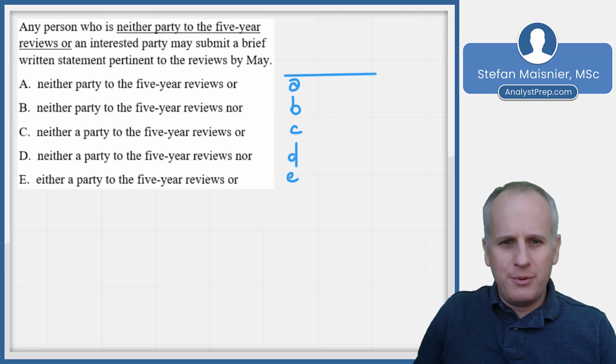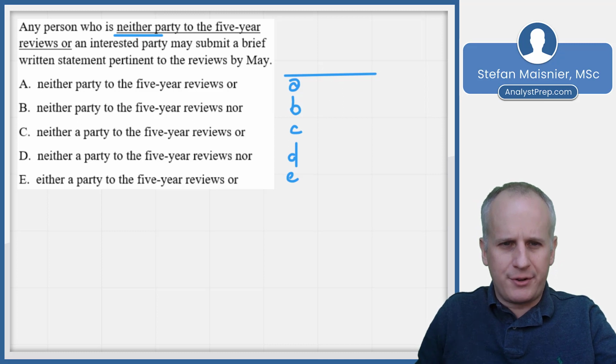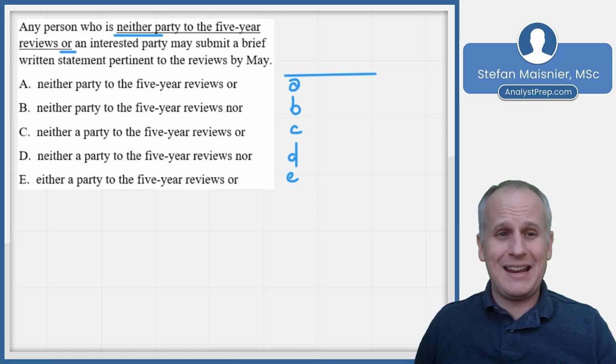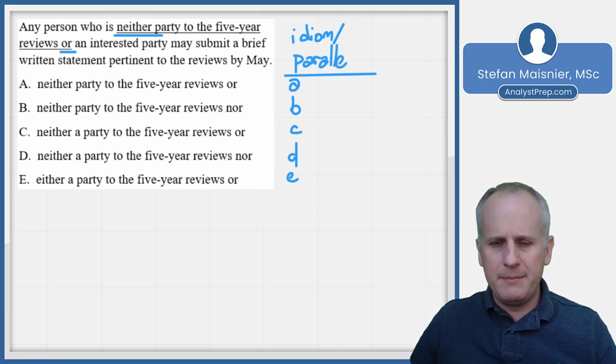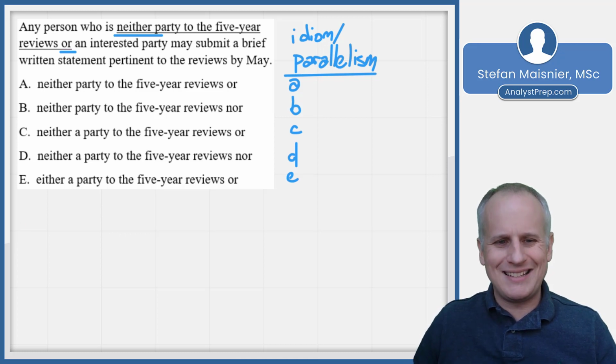So we do have a relatively clear idiomatic two-part structure of "neither" and "or." And if you're going to look at any two-part structure, not only will we need to consider any idiomatic issues, we also have to make sure that it's parallel. Idiom and parallelism, comparisons, lists, and even modifiers are often very closely related. So let's break this down.